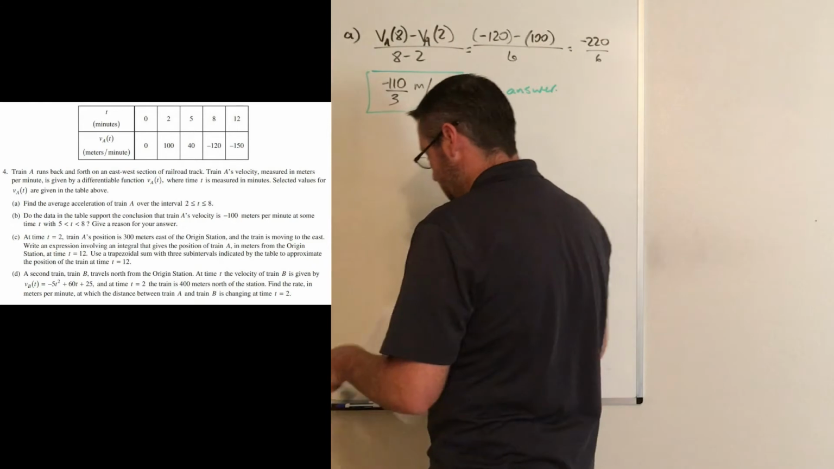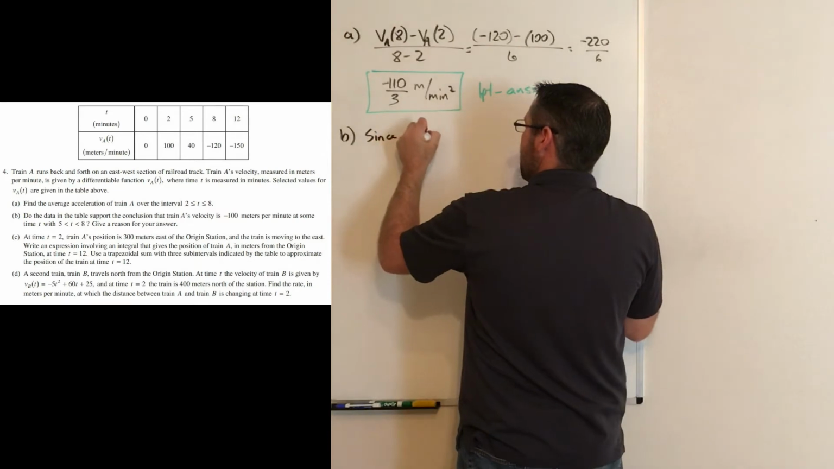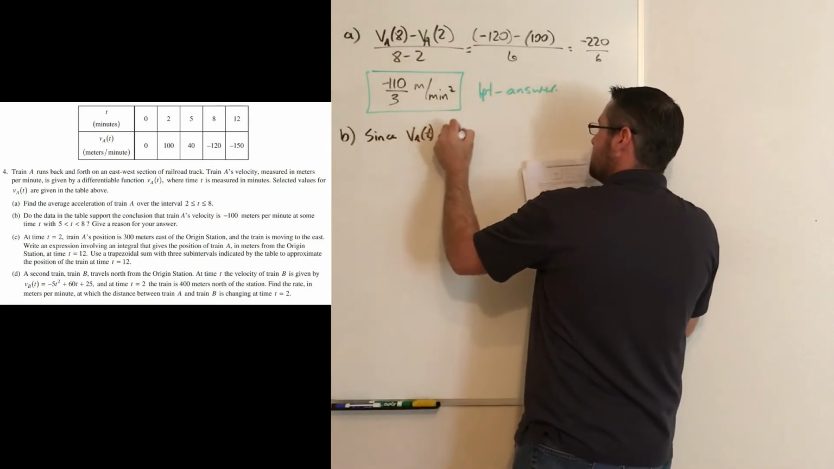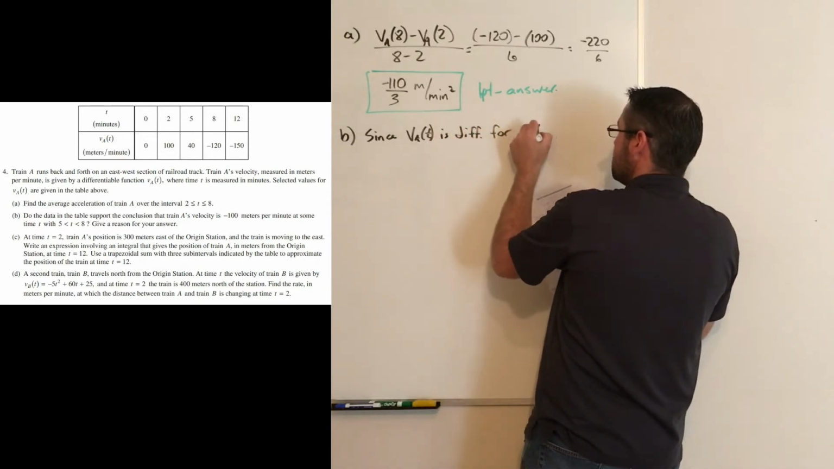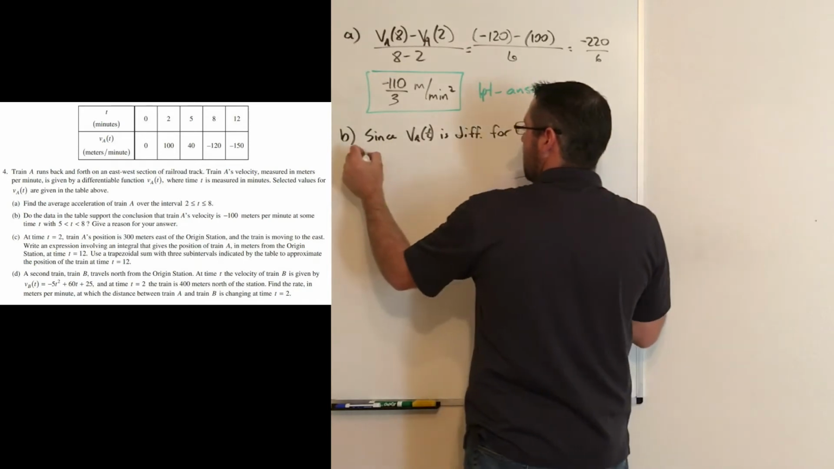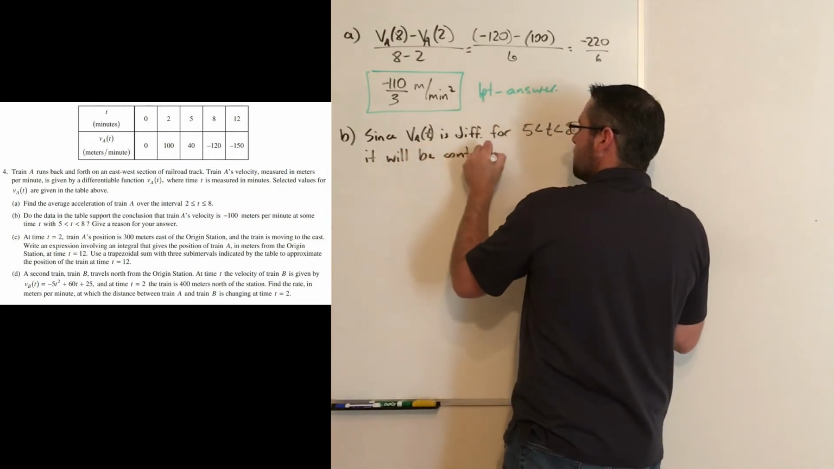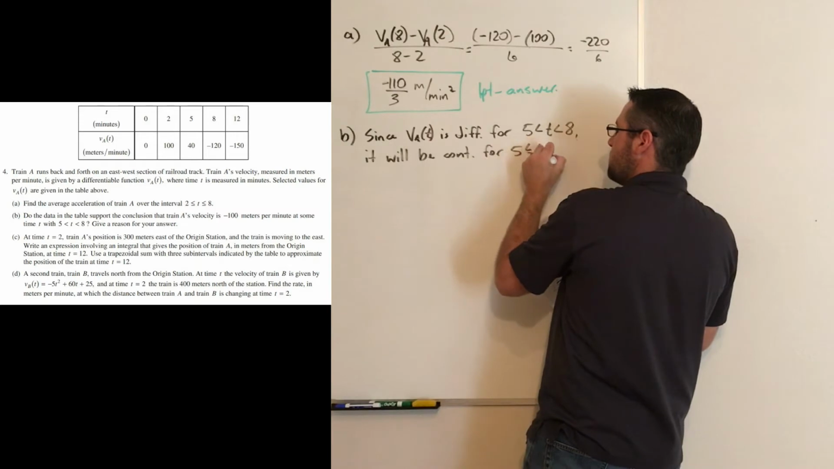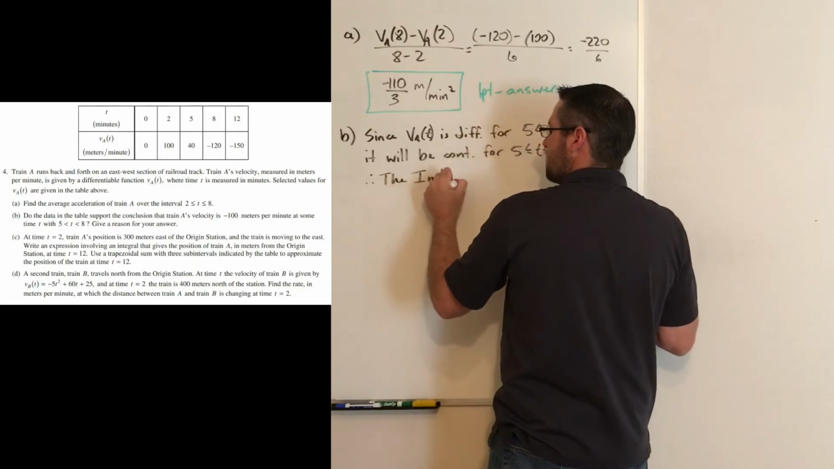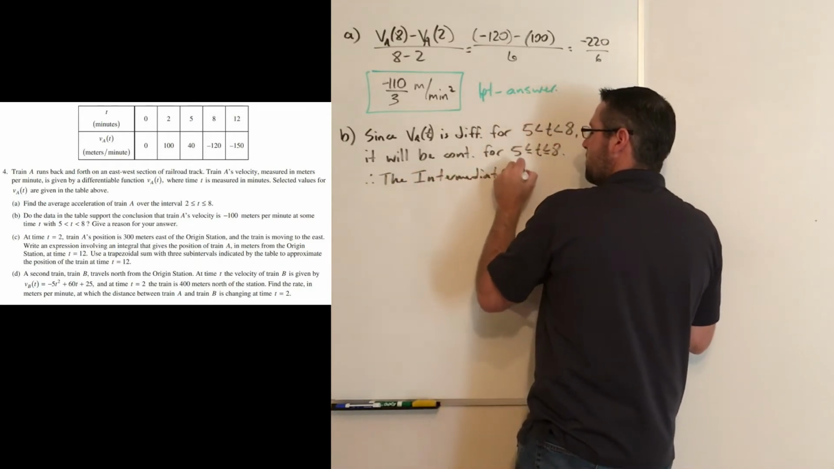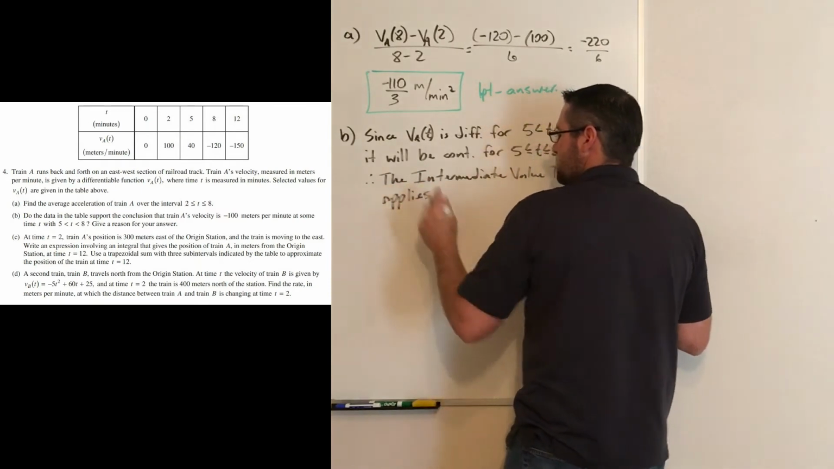We're going to say something along this line. For part B, something like, since V sub A of t is differentiable for 5 is less than t is less than 8, it will be continuous for 5 is less than or equal to t less than or equal to 8. Therefore, the intermediate value theorem applies. Okay, so that's where we're going with this.